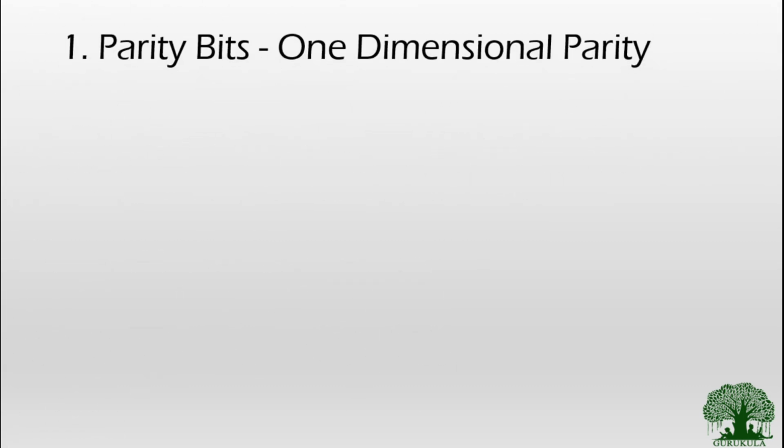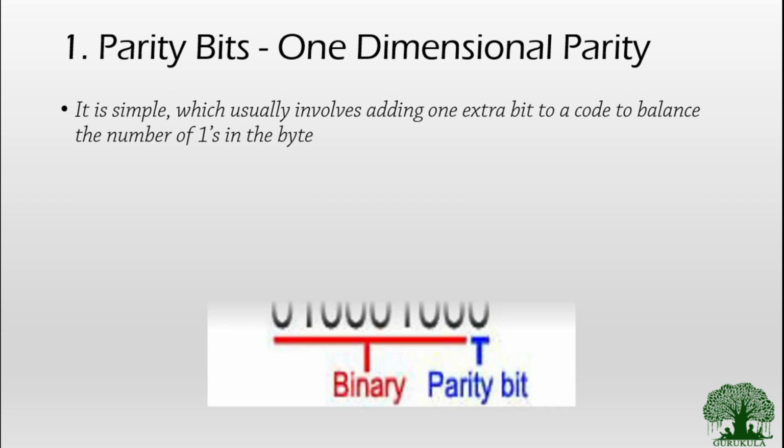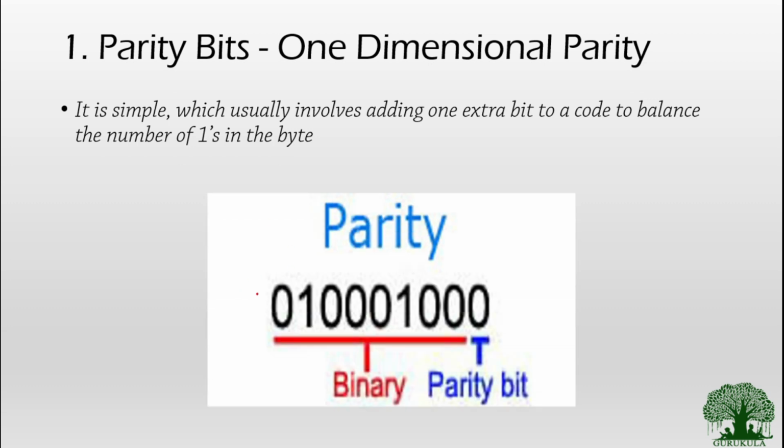Parity bits are broadly classified into two types: one-dimensional parity bit and two-dimensional parity bit. So what happens in a one-dimensional parity bit? As you can see here, the red colored area is my message signal, and this is my redundancy bit, which in general we call the parity bit.